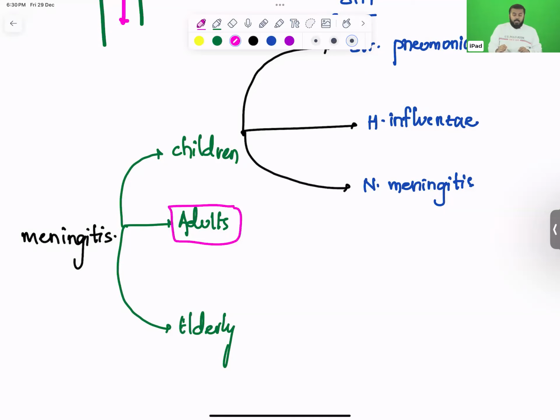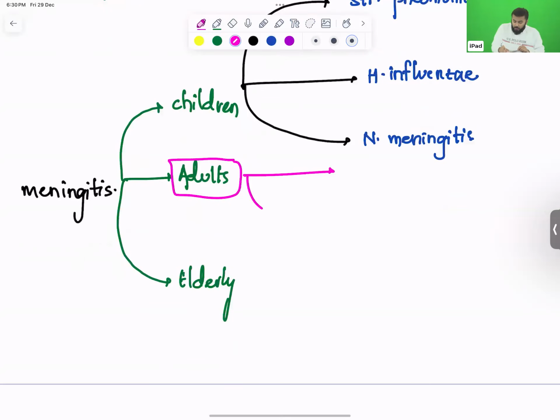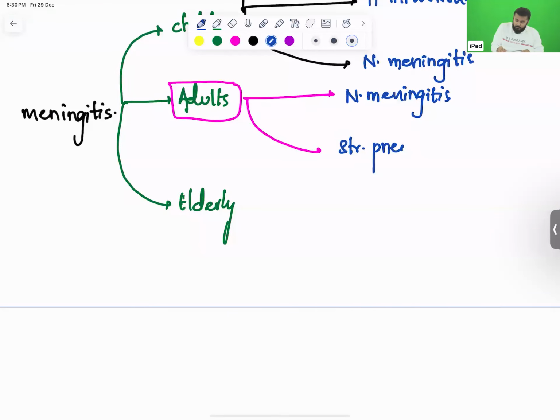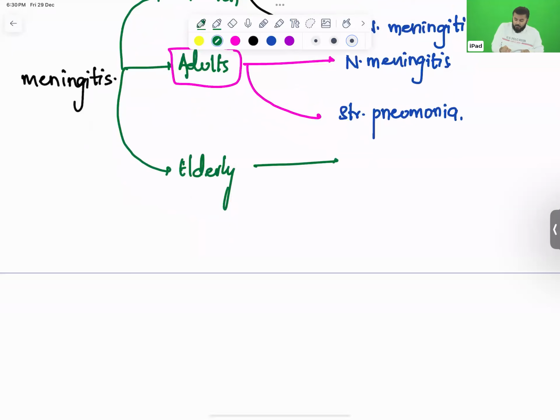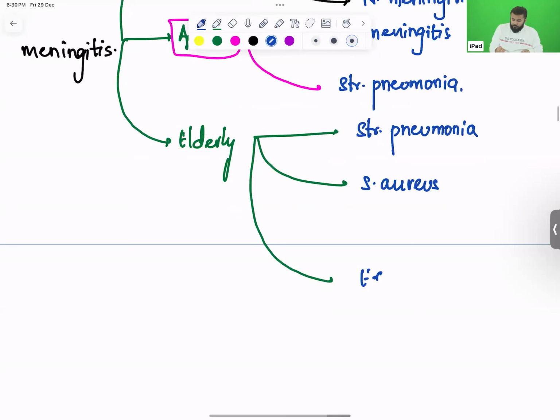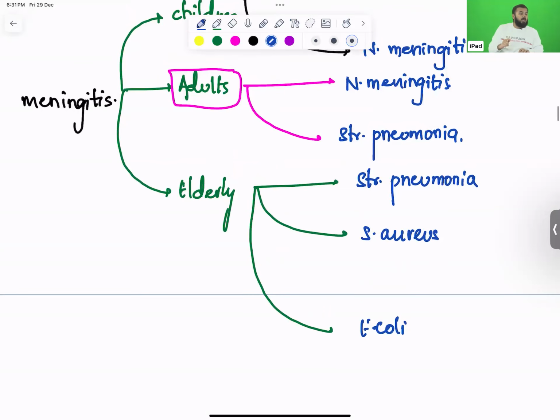When it comes to adults, it is caused mainly by two important organisms. What are those two important organisms? One is Neisseria meningitis, and the next one is Streptococcus pneumonia. When it comes to the elderly, it is also caused by three important organisms. One is Streptococcus pneumonia, Staphylococcus aureus, and E. coli. Now, all of you, very good.